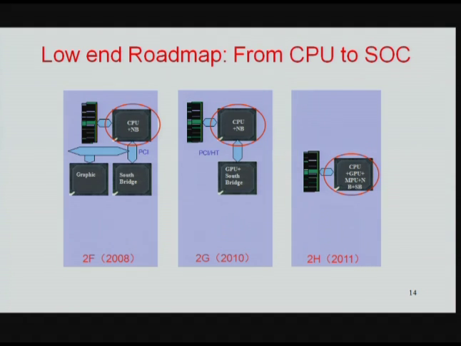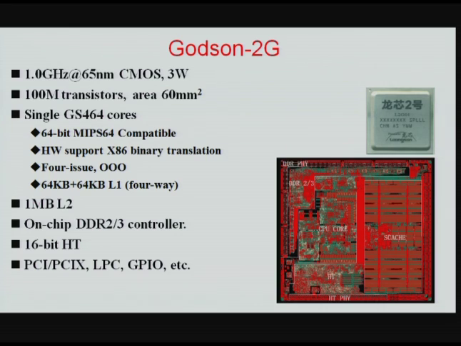Low end, we want to integrate the computer in one chip. Now we are at the 2G stage. It's also 1 gigahertz, 65 nanometer. It uses a single core and some interfaces.